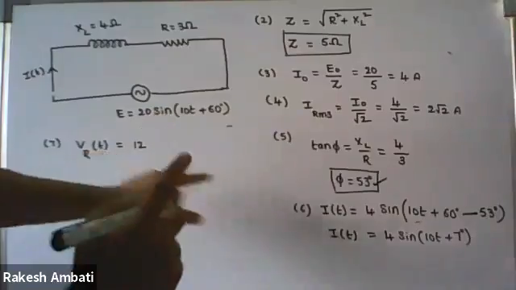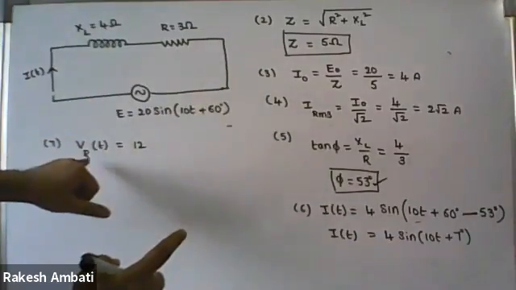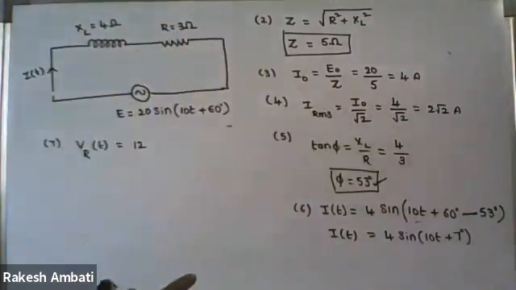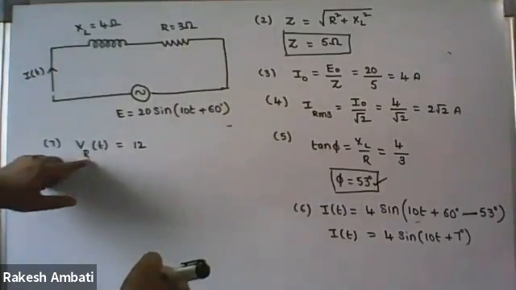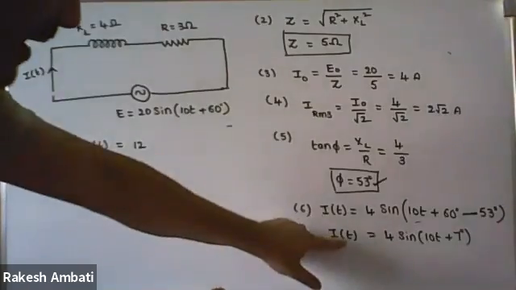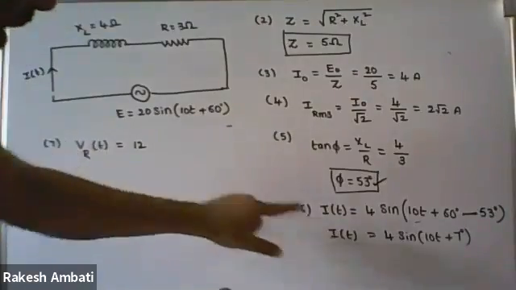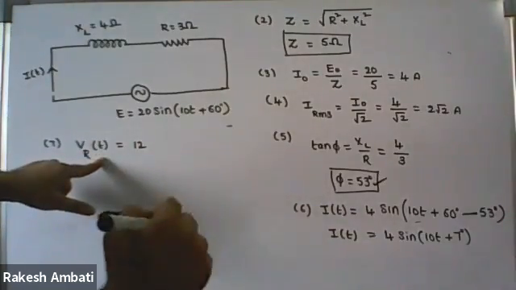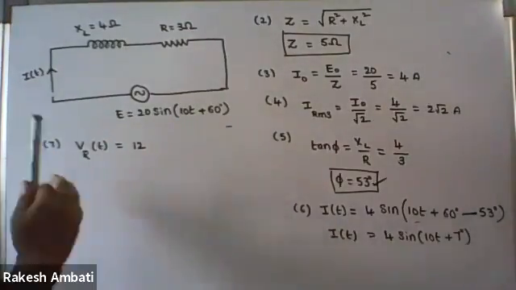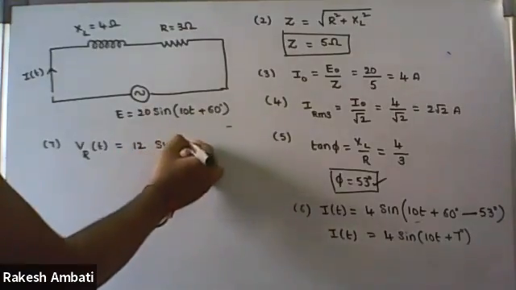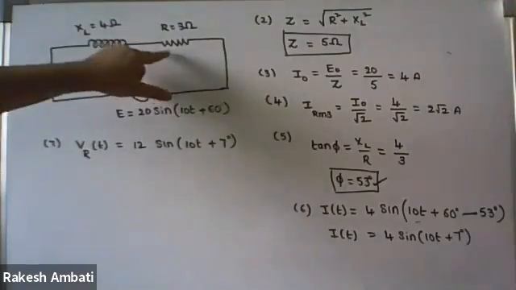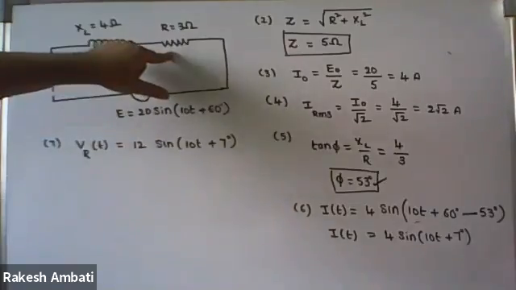How to find V naught? I naught into R, because we are finding it across resistance. So 4 into 3, 12. Again, try to recall: in the case of a resistance circuit, are current and voltage in the same phase, or is there any phase difference between them? Same phase. That means here we get 12 sine of 10t plus 7 degrees. So it is the VR value, the potential difference across resistance.